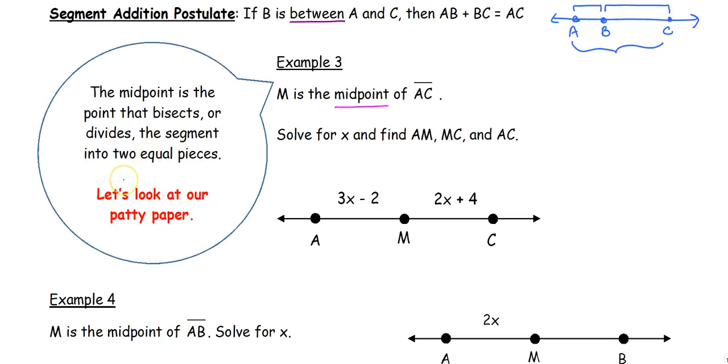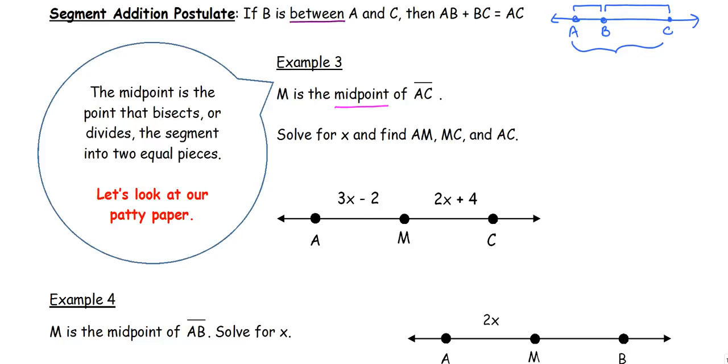We're not going to look at the patty paper since I'm not here today, so the patty paper demonstration will be another day. Let's just go ahead and look at what the midpoint is. So again, it's going to bisect or divide it into two equal pieces. So if M is the midpoint of AC, it's the halfway point.